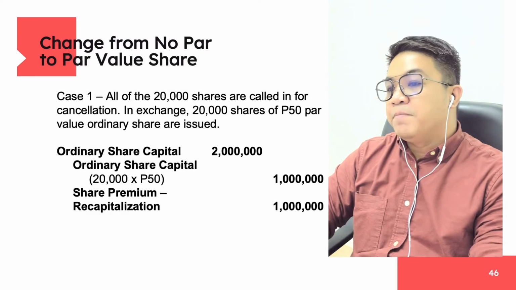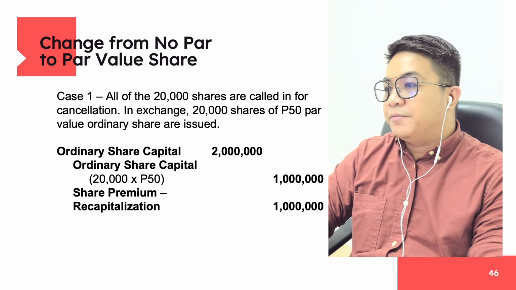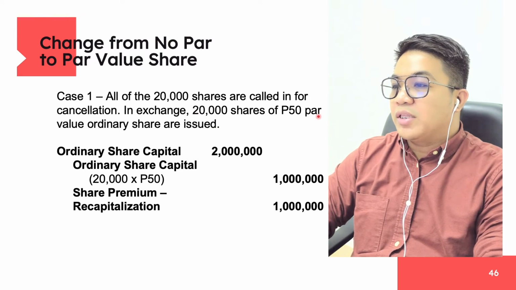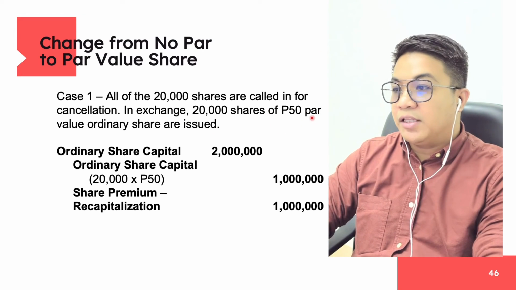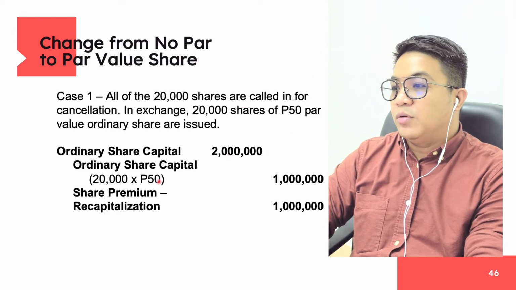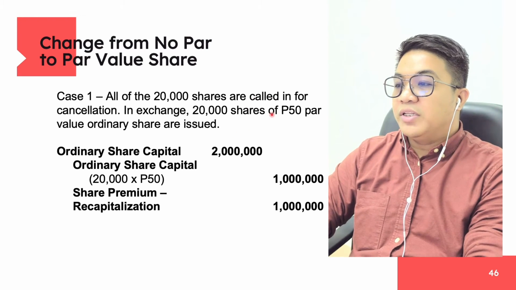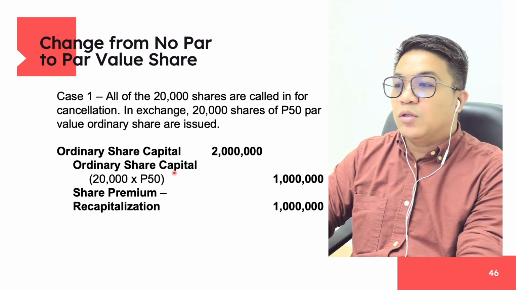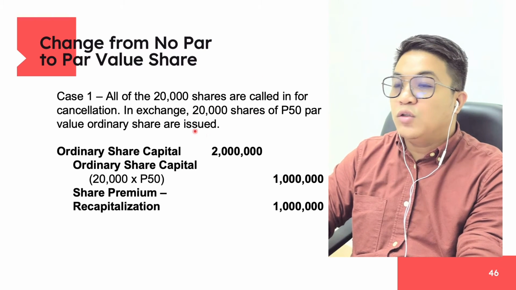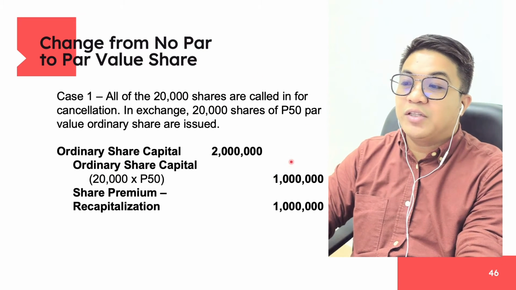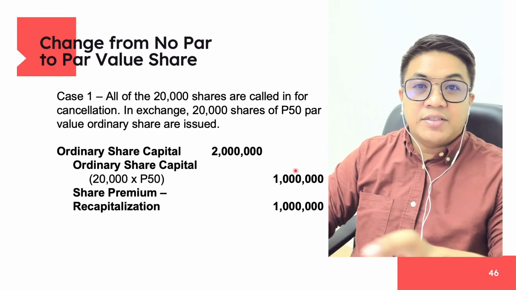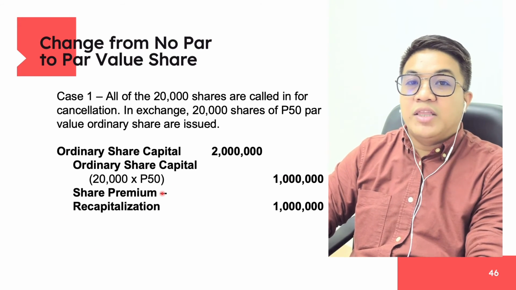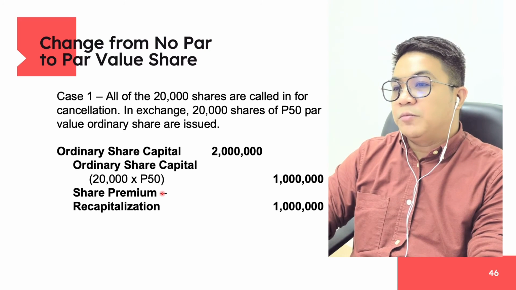So, what would be our case number 1? We have all of the 20,000 shares called in in exchange for 20,000 shares, par value this time, at 50 pesos. We debit the ordinary share capital, the given in the problem; we cancel all of that. So, 20,000 shares, new issuance, times 50, that's 1 million. So, there's a difference here in the credit. So, we will recognize a share premium dash recapitalization.